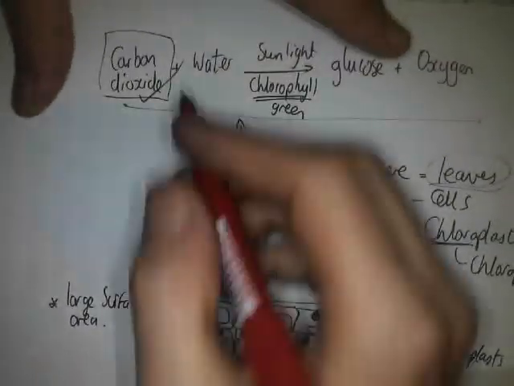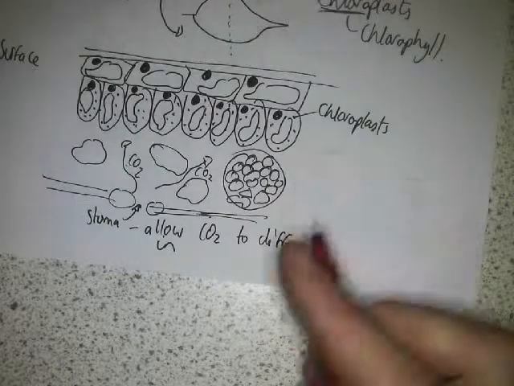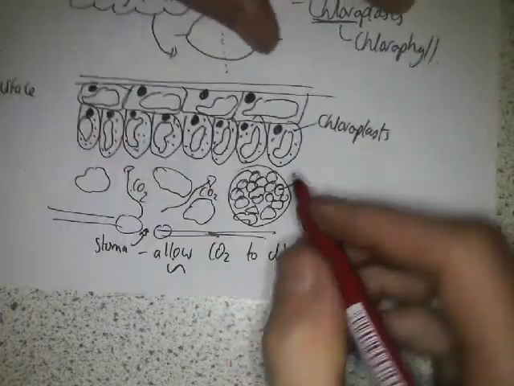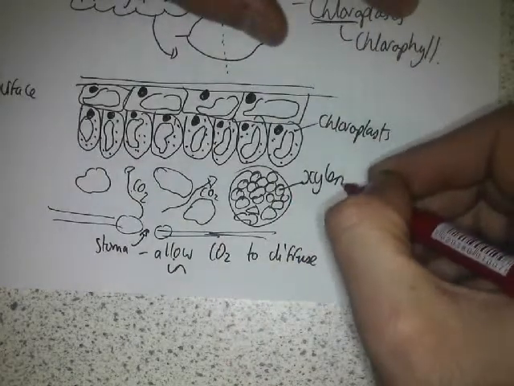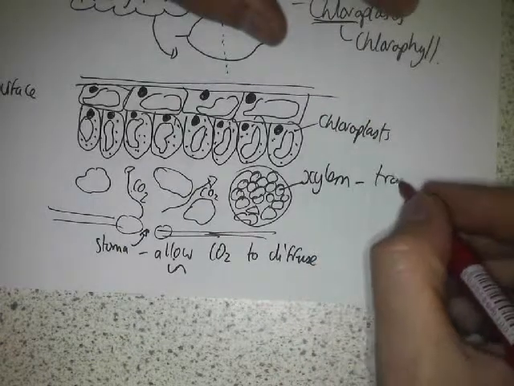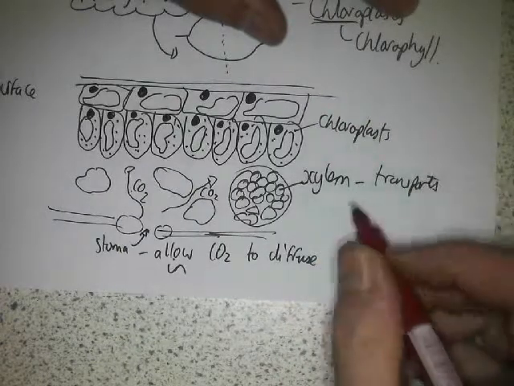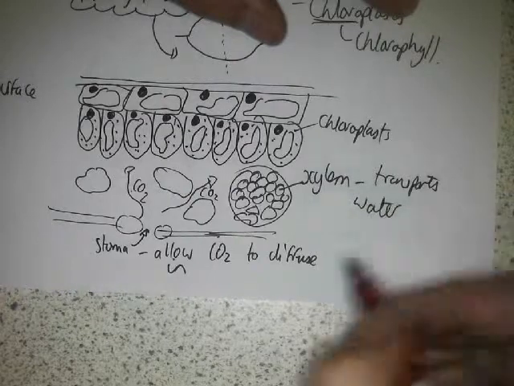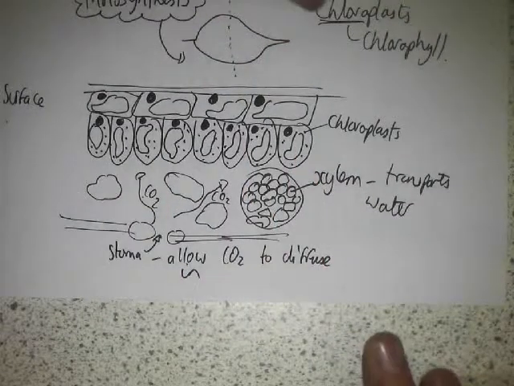Now I need some water. How does a leaf help with water? Well, it's got this structure here. And these are its vessels, the xylem. Transports water. So the leaf has got its own water supply.